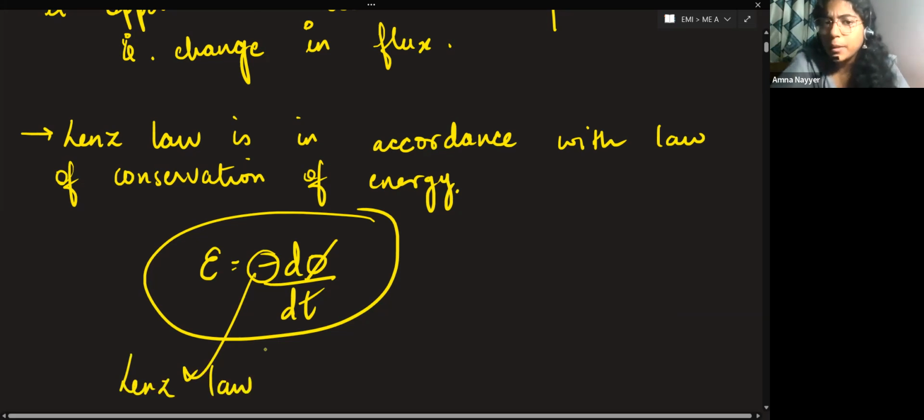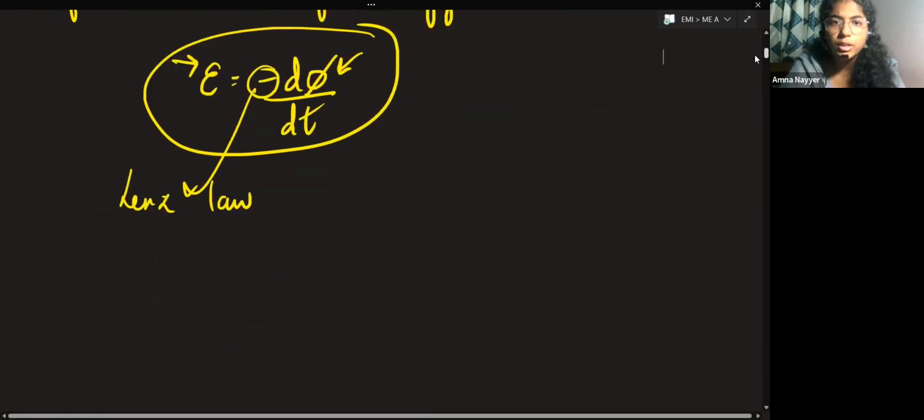This means the direction of induced EMF is to oppose this. That's why we had this negative sign. What's the direction of induced EMF? It's the direction which is in opposition to this. That's why we had this negative sign. But it does not get clear by just the statement. Let's see some more examples.